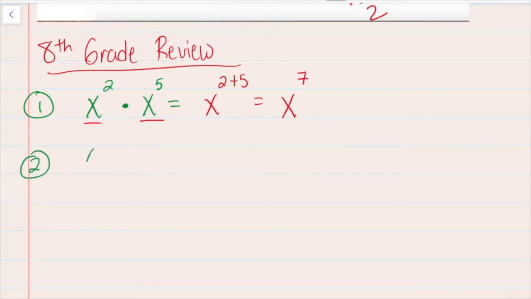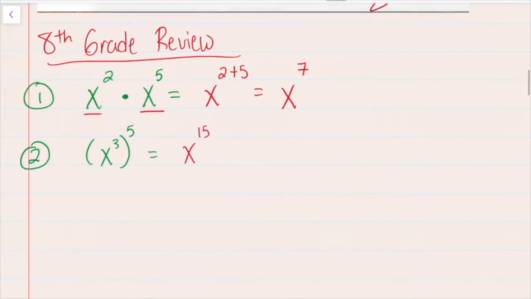Rule number 2 for exponents. When you have x to the 3rd power to the power of 5, whenever you have an exponent to the power of an exponent, that means that they get multiplied. So 3 times 5 will just give me x to the 15th power.